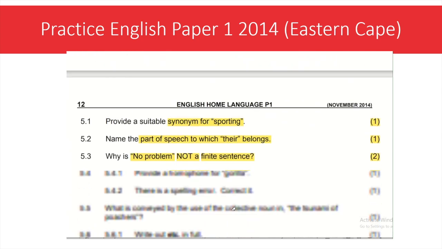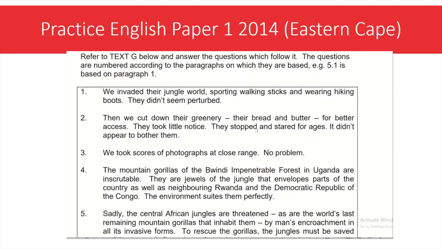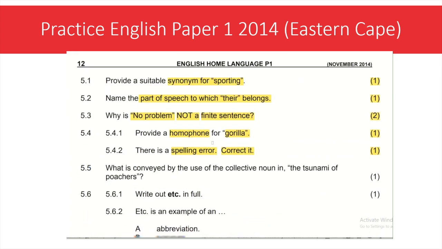Now, let's have a look at the questions. So over here, I've started highlighting a little bit. In 5.1, we need to provide a suitable synonym for sporting for 1 mark. So let's look at paragraph 1. Over here, we have sporting, walking sticks, and wearing hiking boots. So what do you do with a walking stick, grade 11s? You usually carry it. So let's have a look at what the memo says. It says carrying.